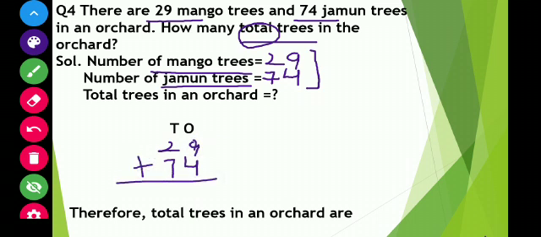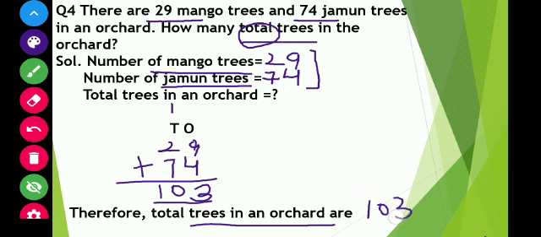9 plus 4 is equal to how much, children? 13. Yes, but we will write 3 under the ones place and 1 will be carried to the tens place. Now add 2 and 7, and along with this 2 and 7 you will add 1. 2 plus 7 is equal to 9, and 9 plus 1 is equal to 10. So 103 is our answer. Therefore total trees in the orchard are 103. So children, this is the addition word problem with 2-digit numbers.